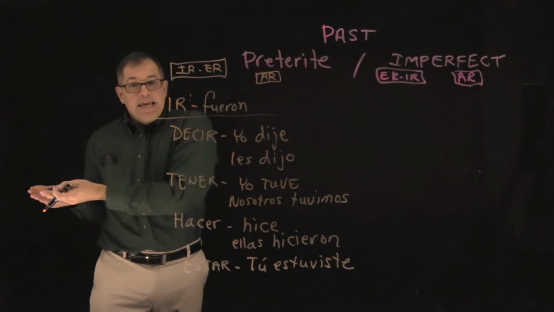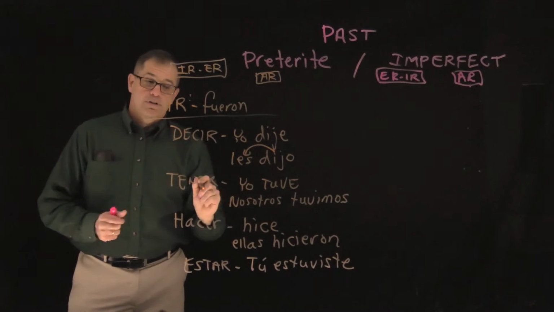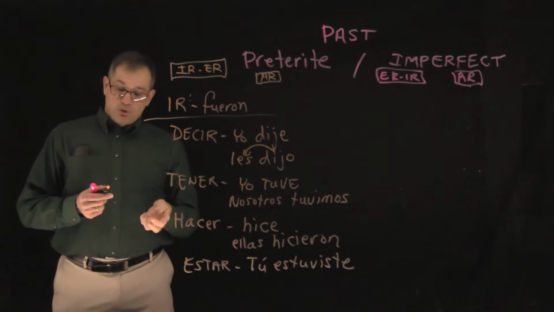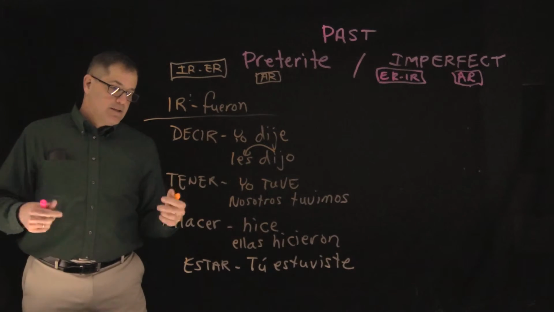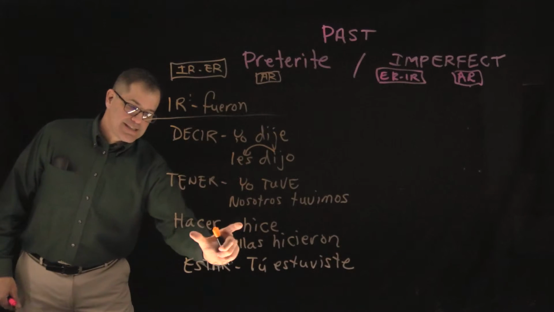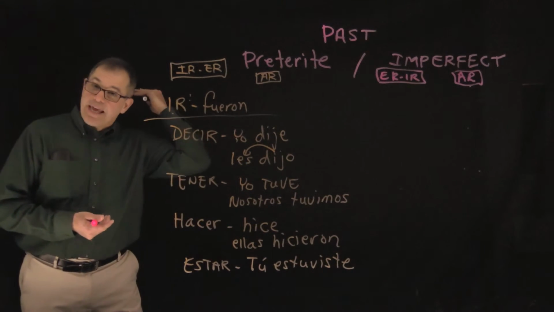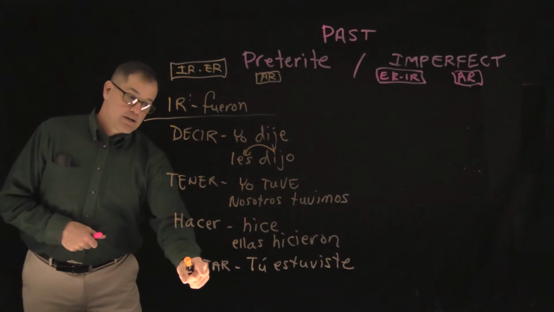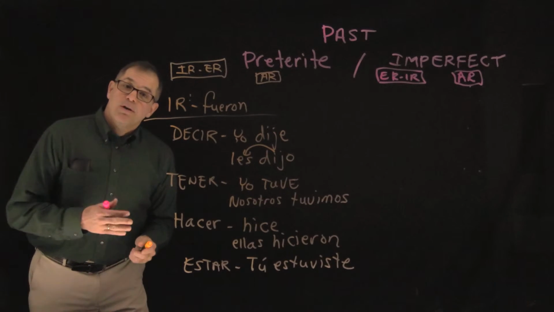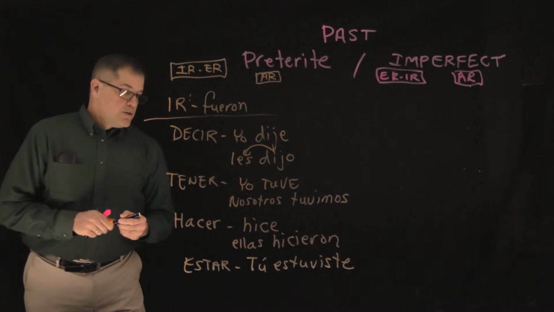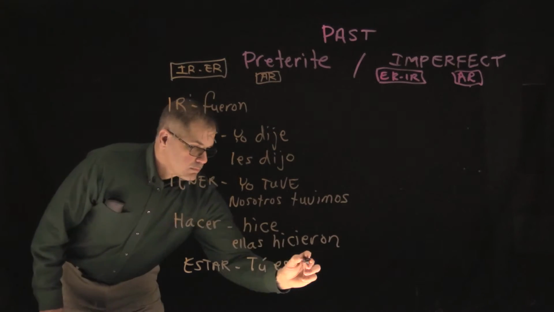Like decir, we've seen these in stories. Yo dije, les dijo, he or she said to them, for example, right? Tener, yo tuve, I had. Nosotros tuvimos, we had. Hacer totally changes its stem, its root. Yo hice, ellas hicieron, they did something. Estar totally changes its root, its stem. Tú estuviste, you were, right? So there we have an example of some of them that are totally irregular.